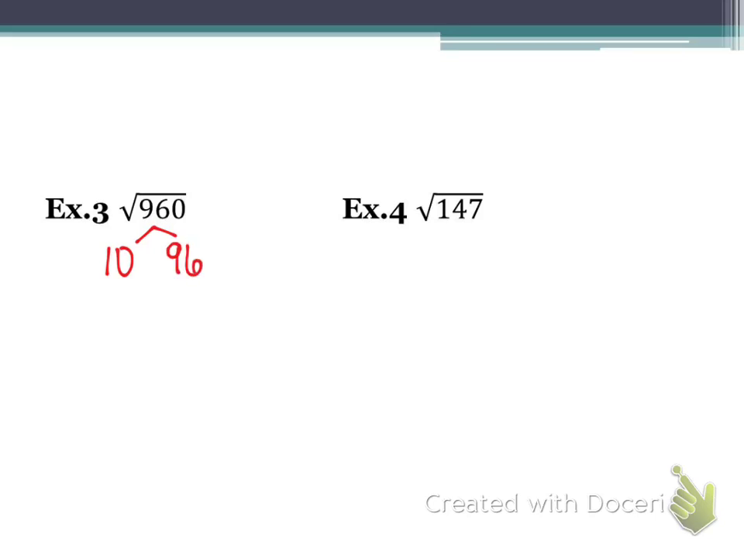96. Which of those can keep going? Both of them. What will 10 break into? 2 and 5. 96. 4 and 24. Where do we want to keep working? 4 and 24. Which one do you want to do first? Okay. What will 24 break into? 2 and 12. Where do we want to keep working now?